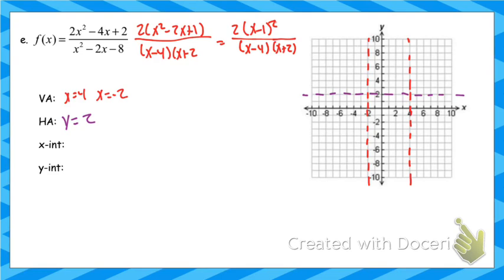X-intercept, set the top equal to 0. Well, there's only one place, but it was squared. That means your graph is going to touch or bounce off that point. Then I've got the y-intercept. Plug in 0 for all of my x's. And I get 0, negative 1/4.